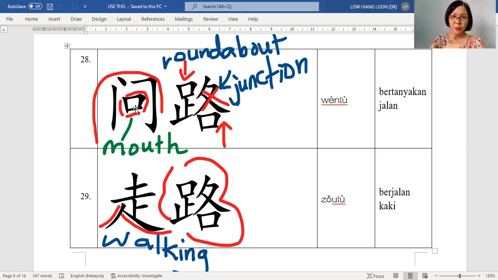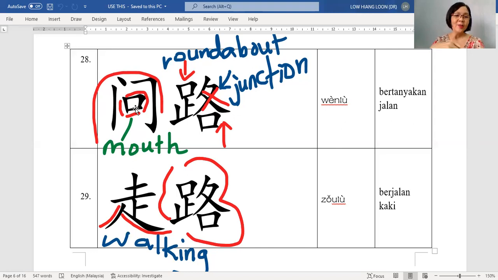The 路, how do you know? You see, there are another two mouths. Actually, it's mouth. Okay. But here you can imagine as two roundabouts. And then the cross part is like a junction. So what 老师 mean? This is the setting of road. Setting of road. So you are asking for bertanyakan jalan.